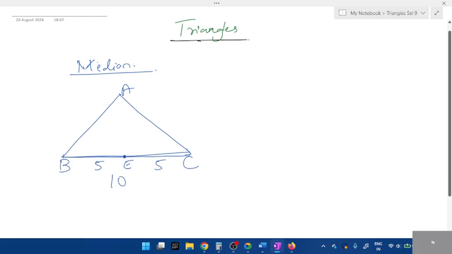From this midpoint, to the opposite vertex, you connect it like this. This line is known as median. What do you call this line? Median. And this median is for BC. In the same way, for AC, I'll take the midpoint and I'll connect it to B. This is also a median. So a triangle has how many medians, students?